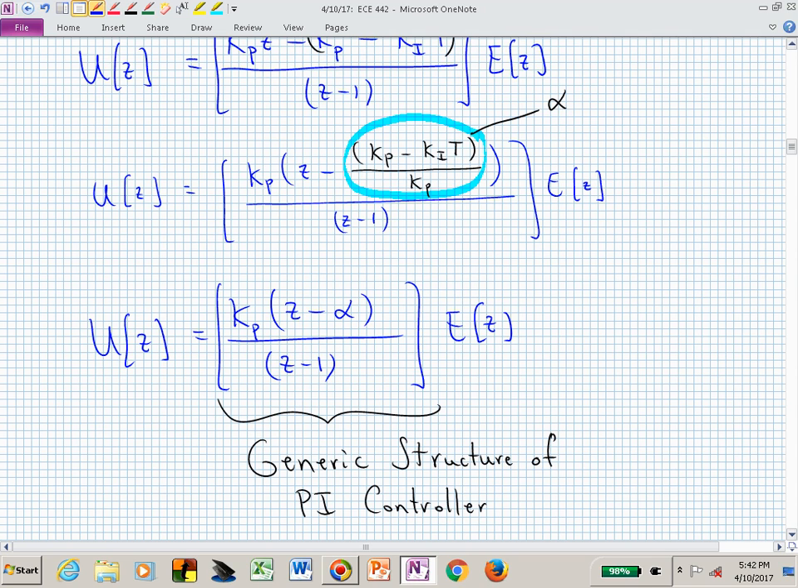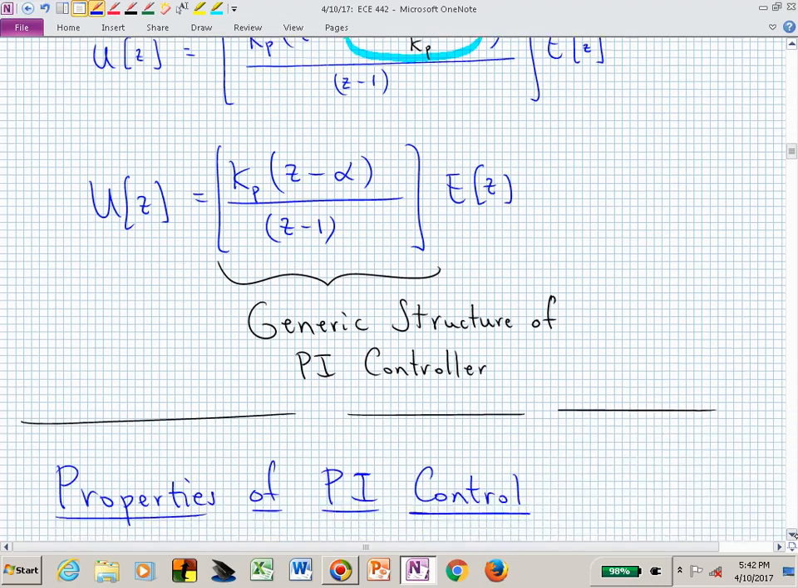So we can pick alpha. We now have two parameters in this PI controller that we can adjust: the alpha, the zero location, and the gain K sub P. And you can sort of see what we're going to do in a design. We may pick the alpha and then adjust the K to put us on our root locus where we want our closed loop poles to live. That's the idea. We're now getting to the stage where we can start to design controllers.